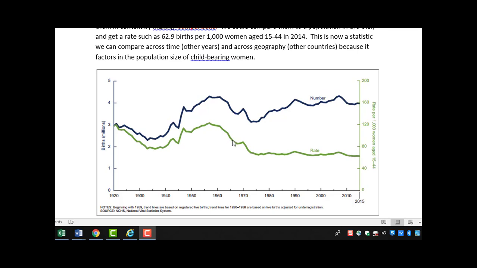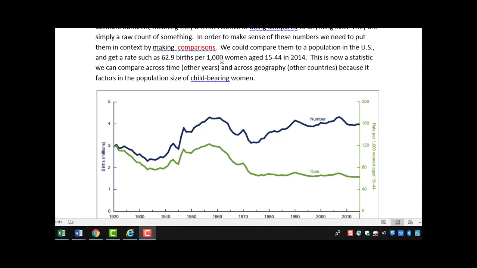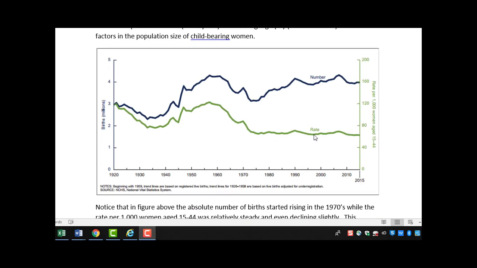Why is that? Well, it's because less women, go back to here, there are less women aged 15 to 44 having births per 1,000. For every 1,000 women, there's less births in 2015 than there were in 1960. However, the number is going up because the population is going up. So that's how you compare it across time. Bottom number is a ratio or a rate. Top number is just a number.